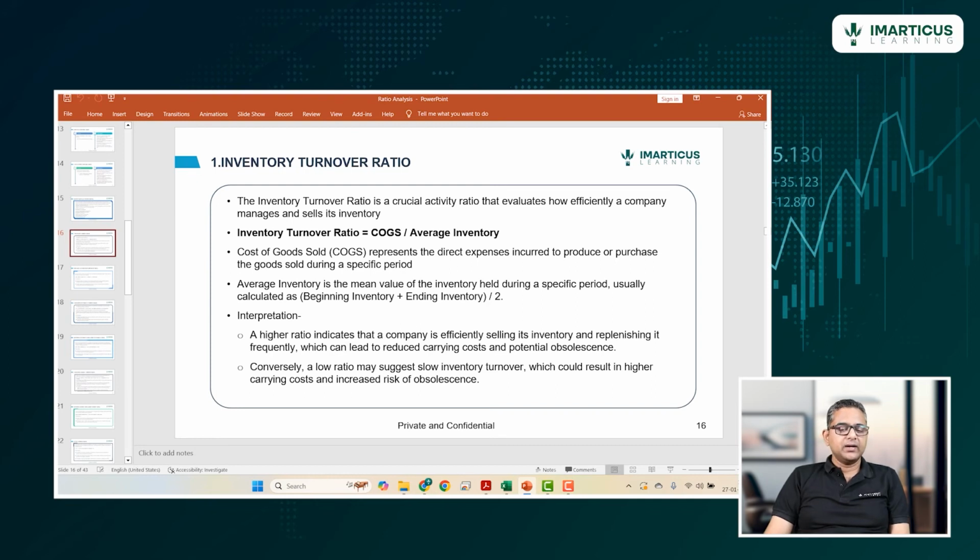Now you look at it, it's a mixed ratio. What do we mean by mixed ratio? One of the items is from the income statement. COGS is part of the income statement, whereas inventory is part of the balance sheet. So that's why we call this a mixed ratio, where one item, the numerator, is coming from the income statement, whereas the other item, the denominator, is coming from the balance sheet.